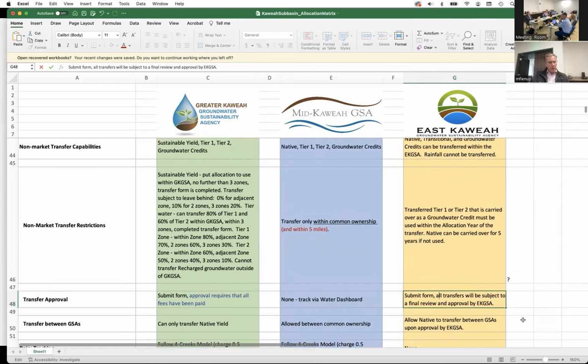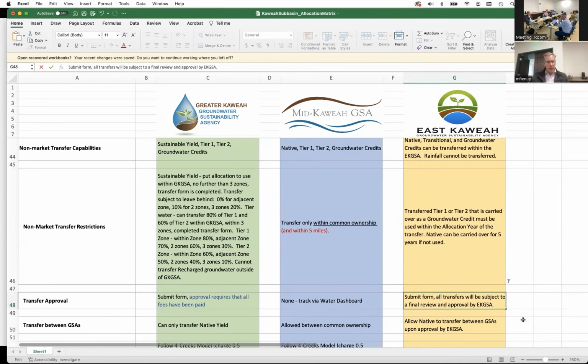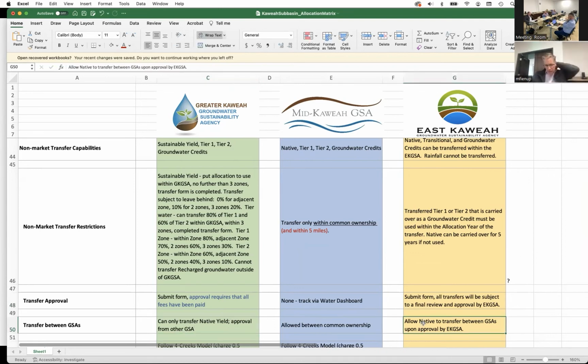All right, so one other thing that is noted here in the matrix is that the 3 GSAs do anticipate transfers between GSAs. Thus far, the rules specify only native yield can be transferred, or what they call sustainable yield. In the East, they also, I think, have to have approval of the other GSA it's going to. I imagine, yeah. Okay, great. East Kaweah allows native to transfer between GSAs upon approval of East. I assume you also need the approval of the other. Yep.